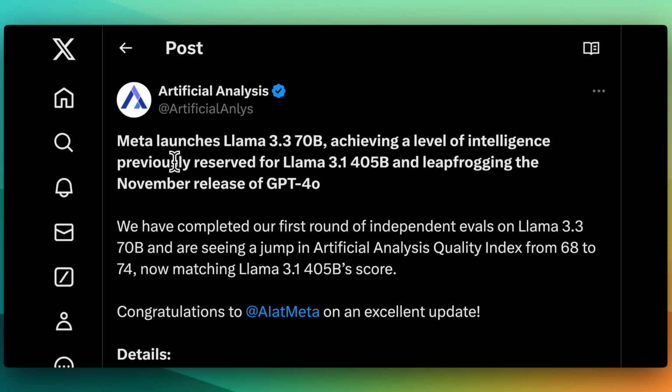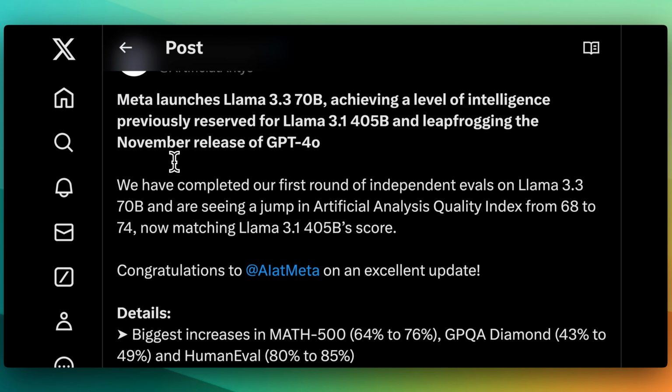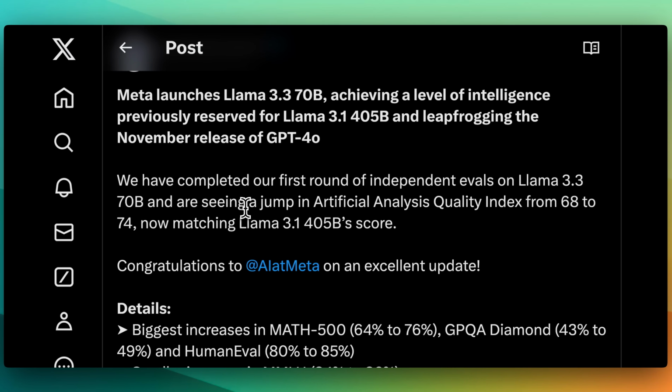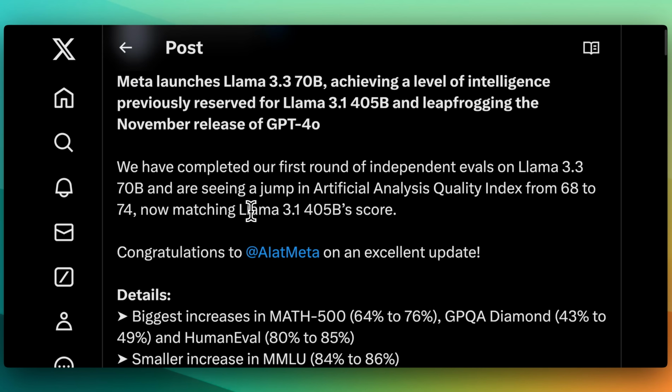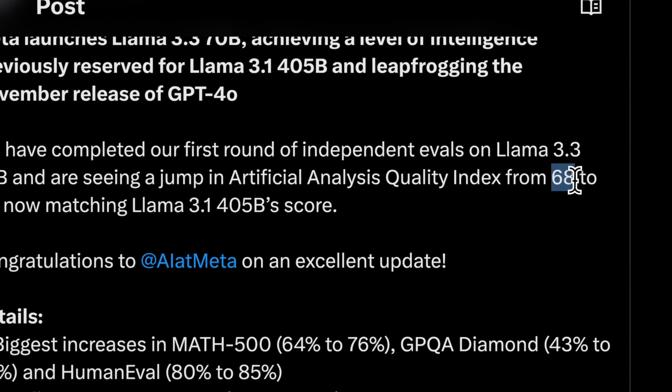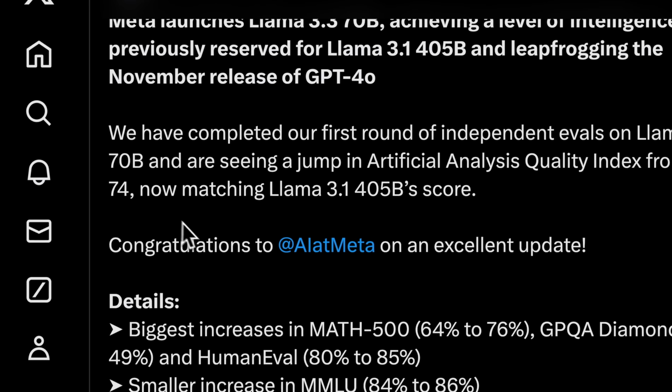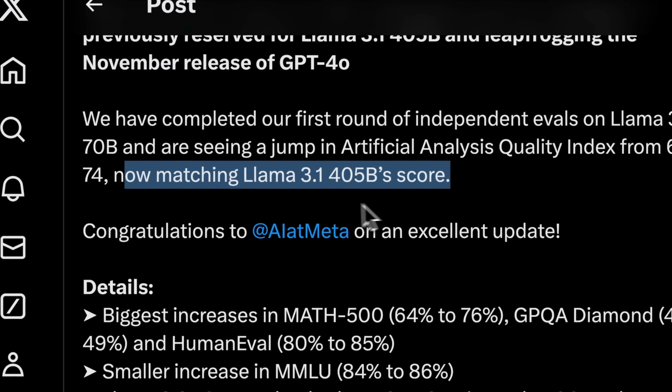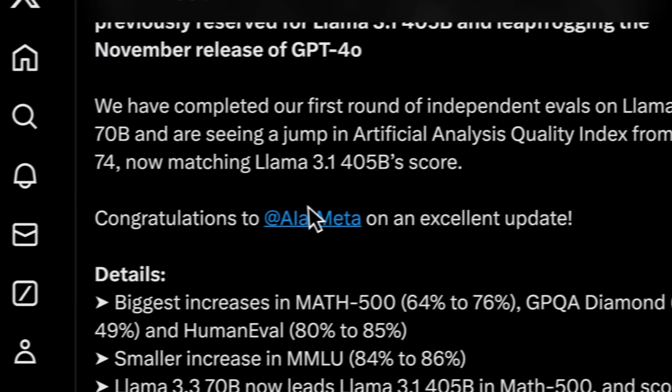Now, Artificial Analysis also performed their first round of independent evaluations on Llama 3.3, and they're seeing a jump in the Artificial Analysis Quality Index from 68 to 74. It does look, based on independent evaluations, that what Meta is claiming does look to be true.